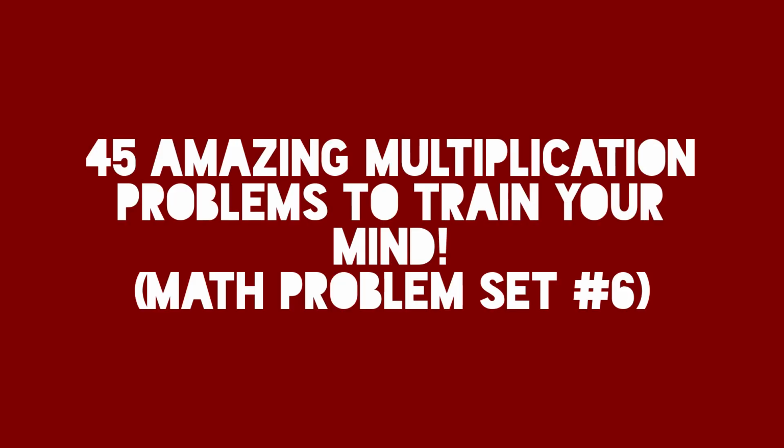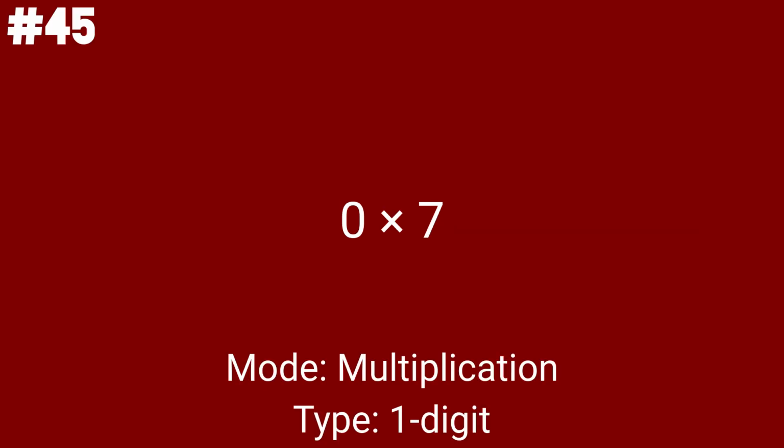Now let's get this out of the way and jump right into it. Here are 45 amazing multiplication problems to train your mind. Let's start with 9 one-digit multiplication problems. The first one is 0 times 7. You know the answer to any number times zero, or 0 times any number, right?